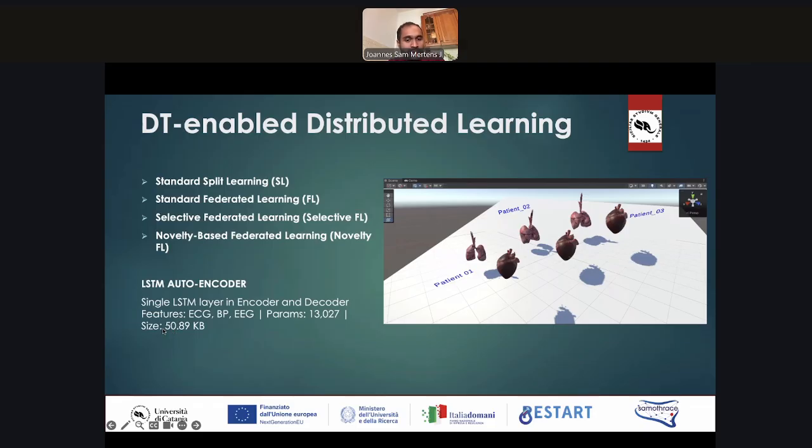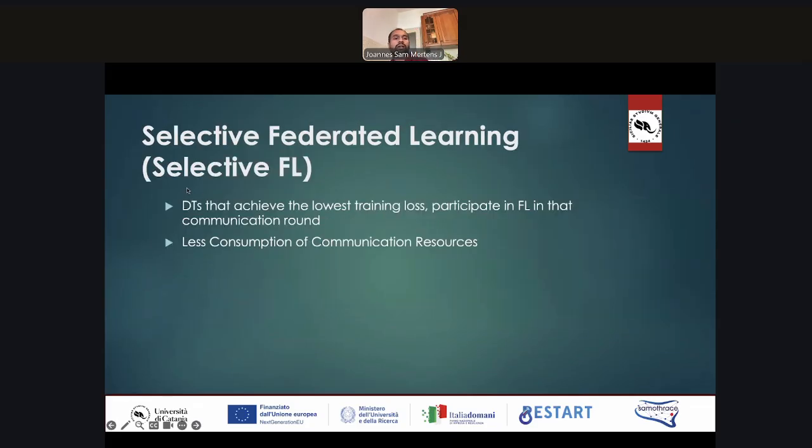We are using simple models, for example, in the size of 50 KB, so these are not complex large-scale models. They are simple models that take the heart rate and lungs rate as input, and have just 13,000 parameters. And what is the selective federated learning that I'm comparing with standard federated learning? It means that these hospital networks are resource-constrained networks.